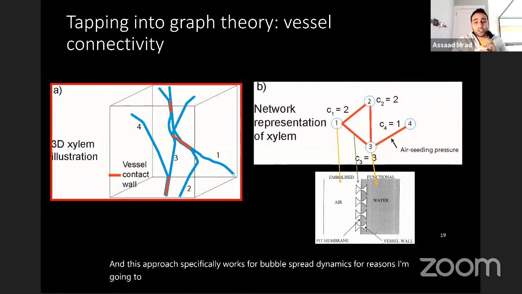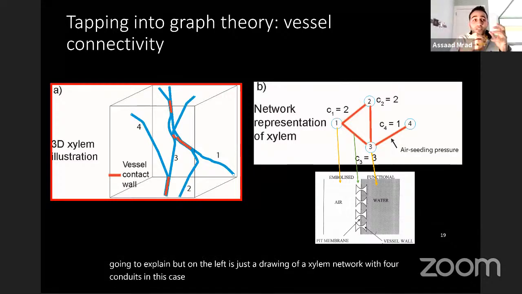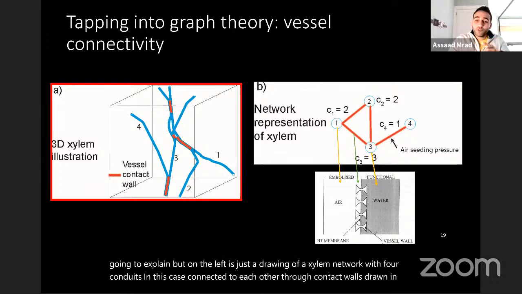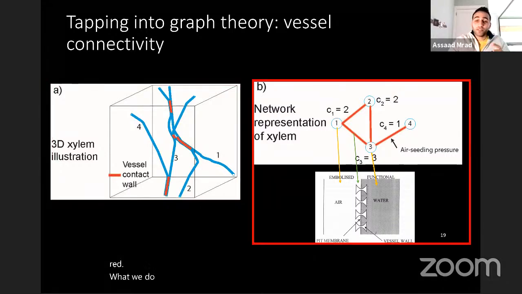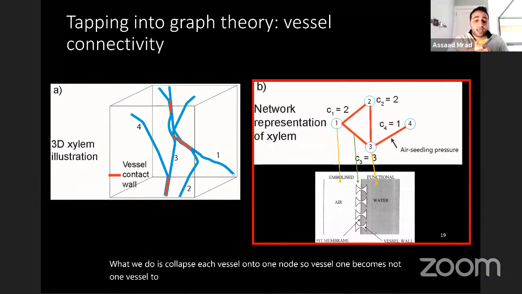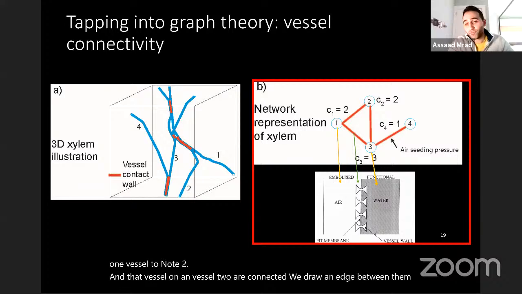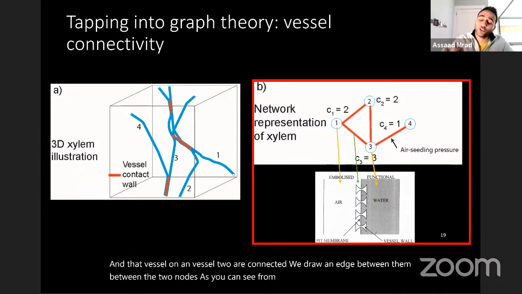But on the left is just a drawing of a xylem network with 4 conduits in this case, connected to each other through contact walls drawn in red. What we do is collapse each vessel onto one node. So vessel 1 becomes node 1, vessel 2 node 2. And if vessel 1 and vessel 2 are connected, we draw an edge between them, between the 2 nodes, as you can see from the red edge between node 1 and node 2.